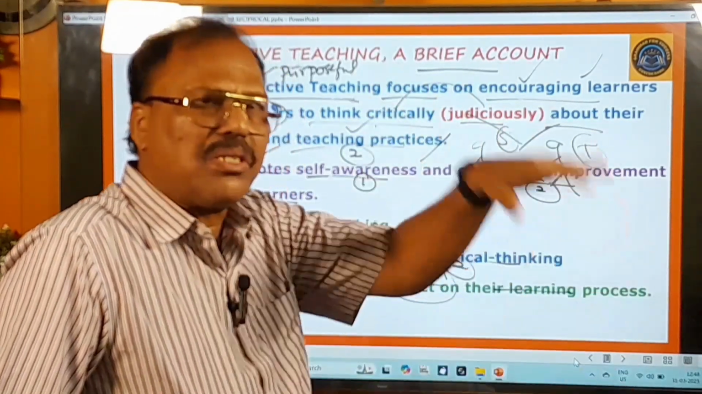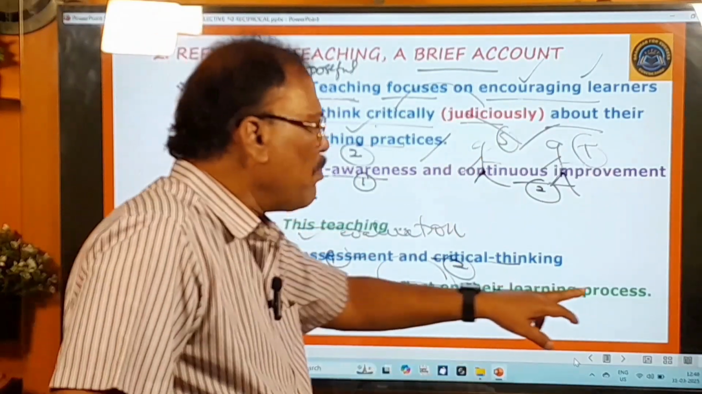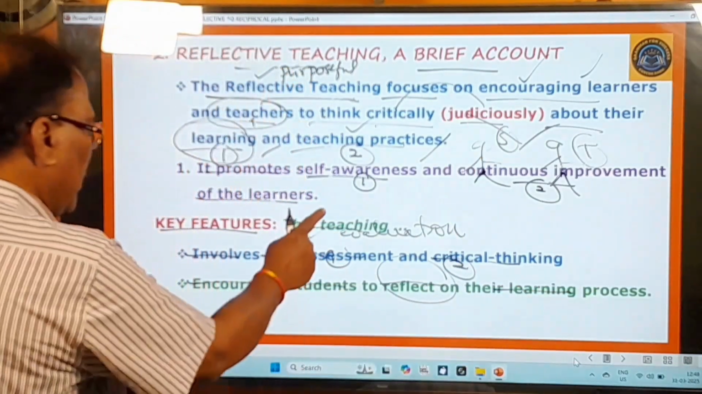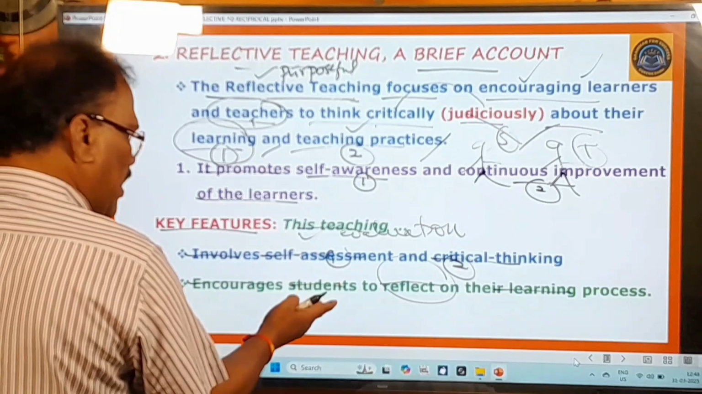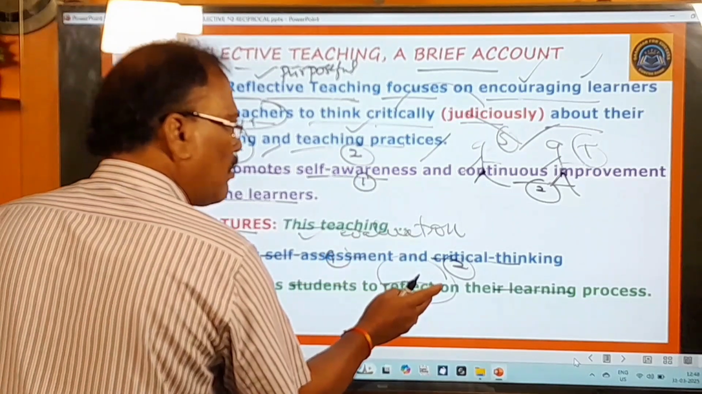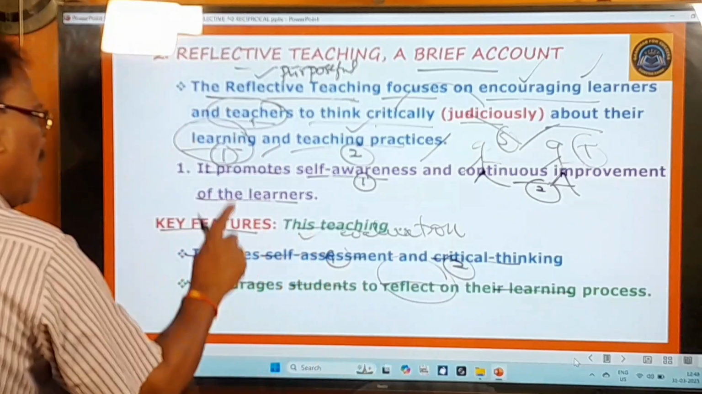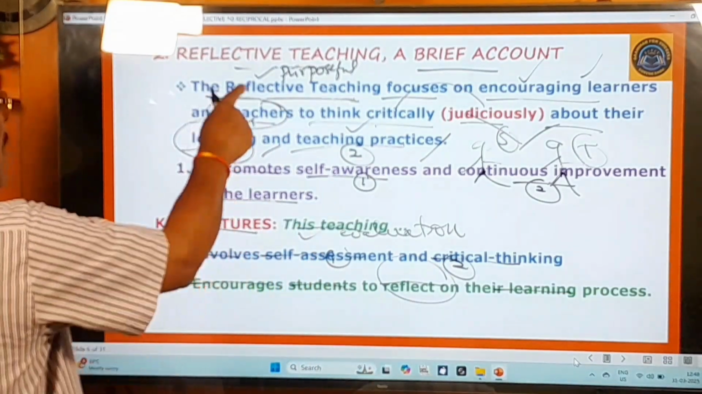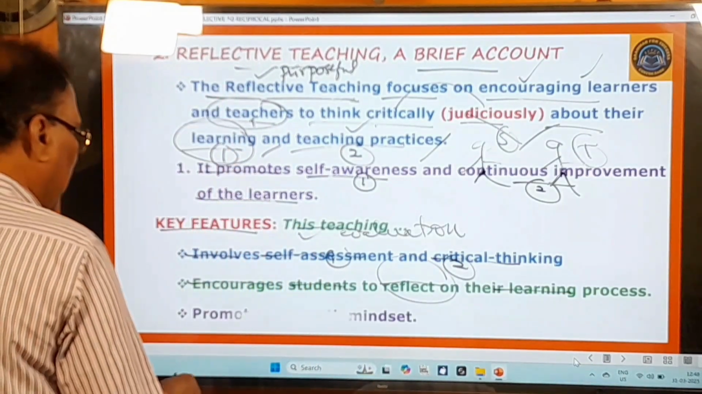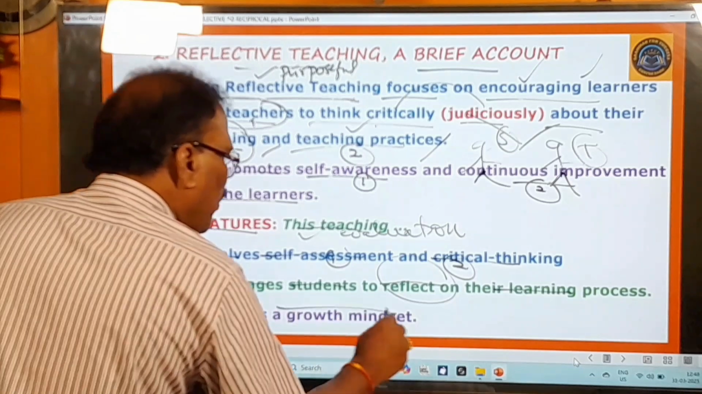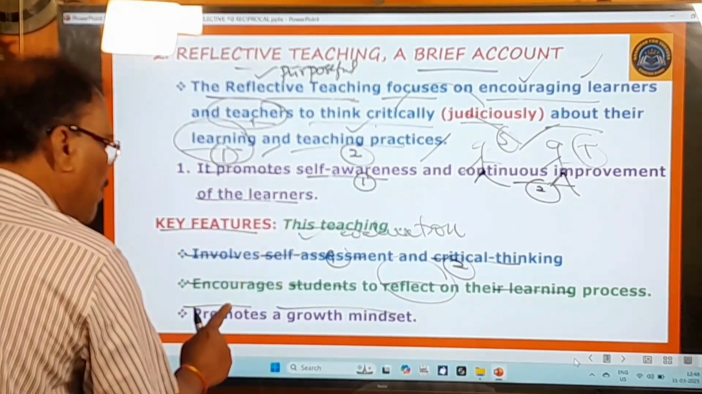So all such things come under the learning process. So here this teaching encourages these students to reflect on, to think about their learning process. That is the next key feature of this reflective teaching. And the third one is that it promotes a growth mindset. So this teaching will promote what?